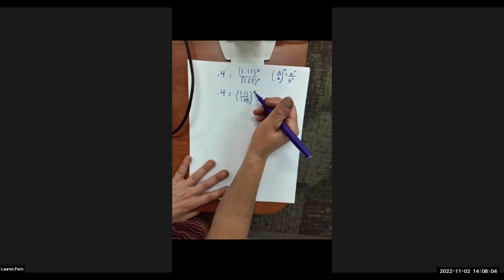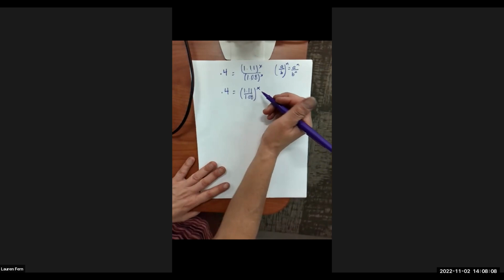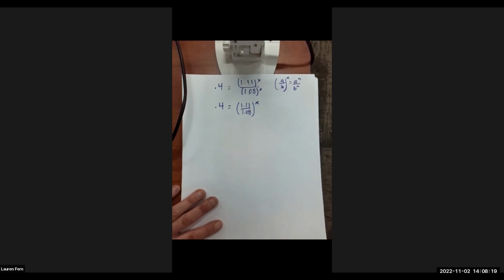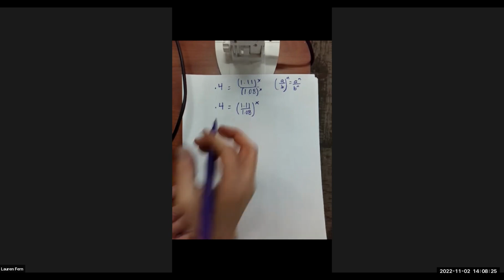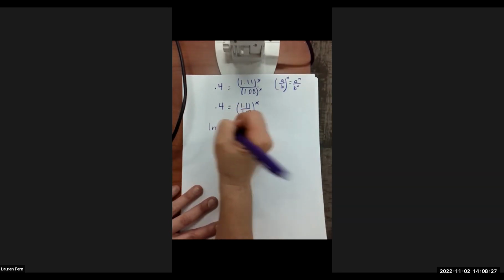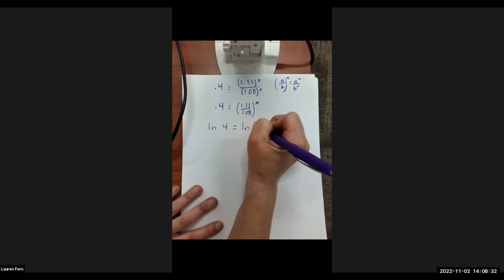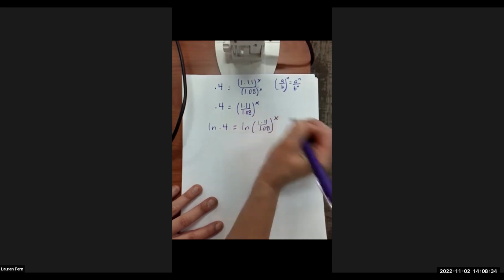Okay. I want to solve for x. When your exponent is unknown, how do you solve for it? You take the log of both sides, right? Isn't that the way to get our exponent out of there? Doesn't matter whether we do the natural log or the log log. Which do you want to do? Natural log. So I have the natural log of 0.4 is the natural log of 1.11 over 1.08 to the power of x.